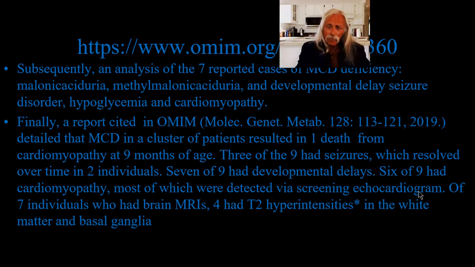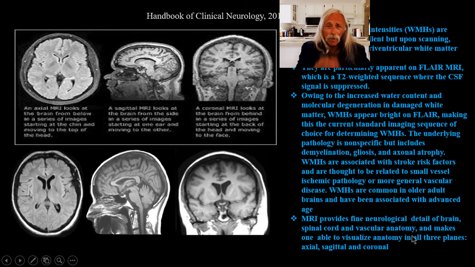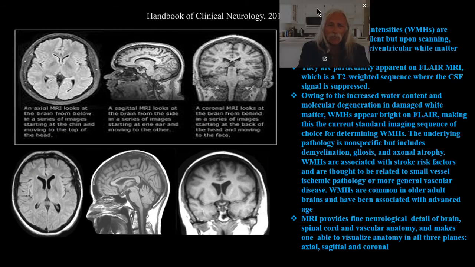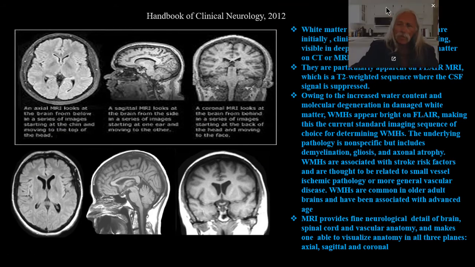Okay, so now I'm going to explain that to you. All right, so this is coming from the Handbook of Clinical Neurology. So this is time to put on my glasses. This is showing you an axial MRI view. It looks at the brain from below, like from the chin, and a series of images starting at the chin and moving up to the top of the head. That's known as an axial image.